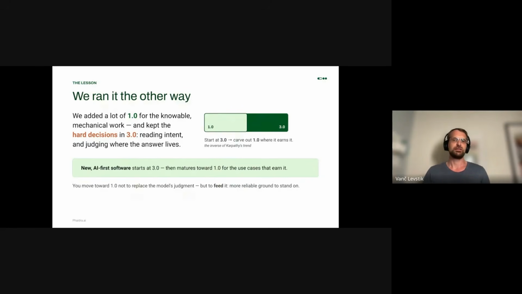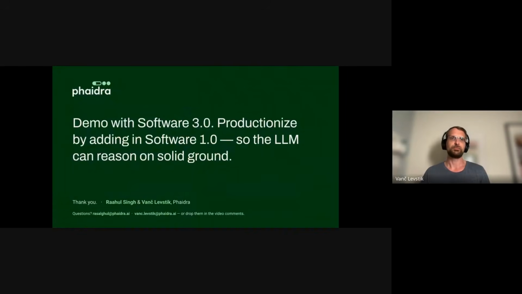So that's the inversion. Legacy software drifts from 1.0 towards 3.0, and new AI-native software starts at 3.0 and matures towards 1.0 for the use cases that earn it, of course. We are not here to replace model judgment. We want to feed it with the 1.0 tools, as we call them. So every 1.0 function you add is more reliable ground for the LLM to stand on.